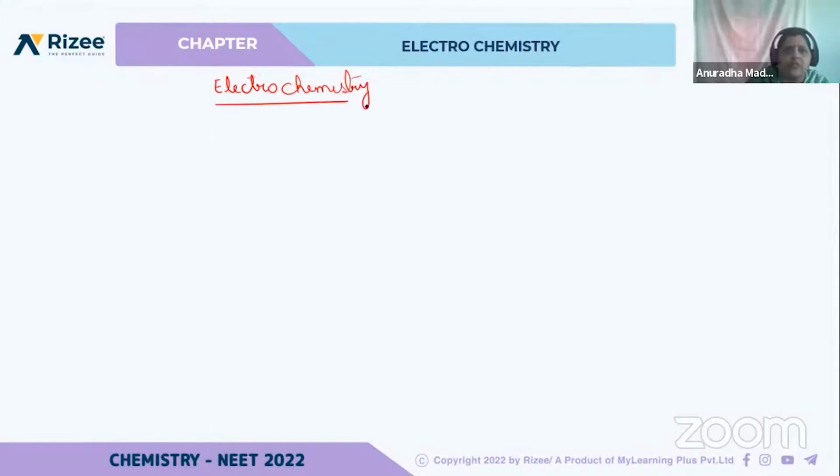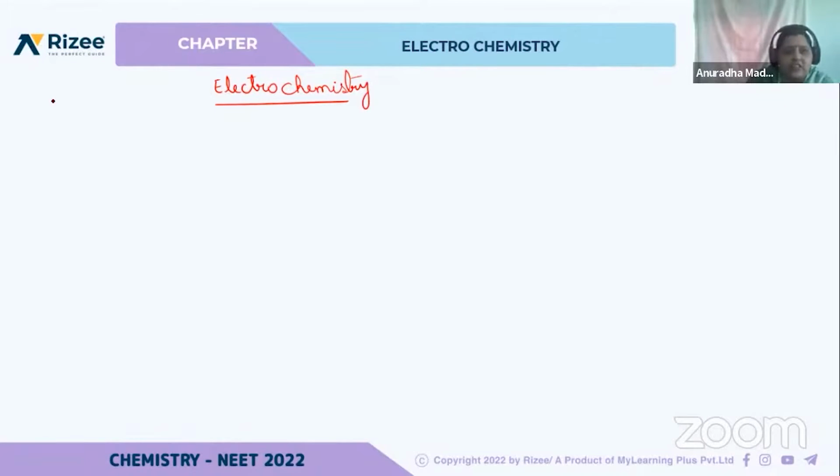First of all, what is electrochemistry? Electro means electrical charge, chemistry, chemical charge. So, in this topic, we will deal either with the conversion from electrical energy to chemical energy or from chemical energy to electrical energy. Two such changes are possible.